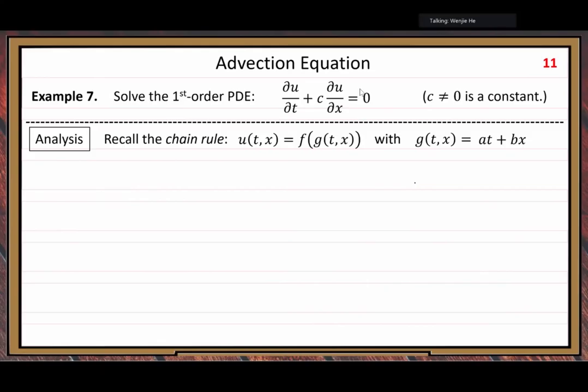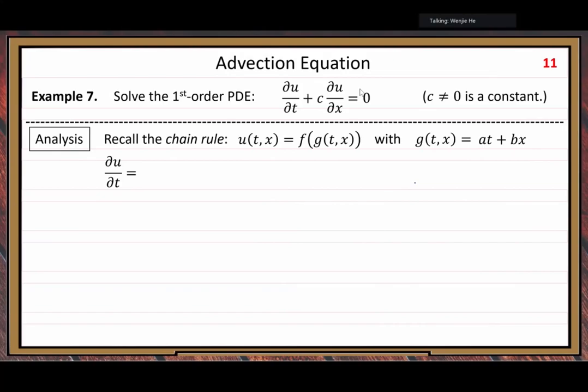When you make this assumption, now you can apply the chain rule on the u function. By the chain rule, what is partial u over partial t?